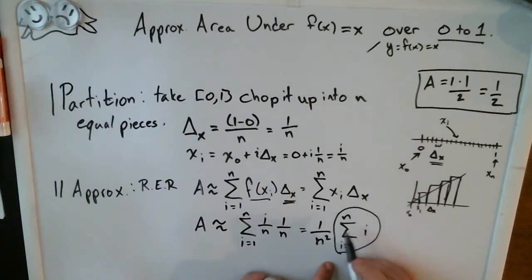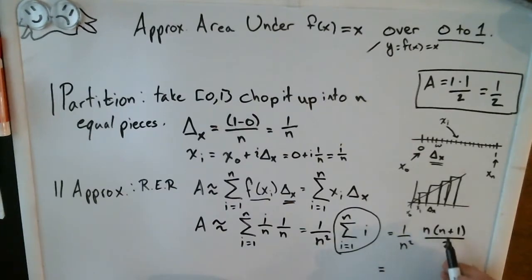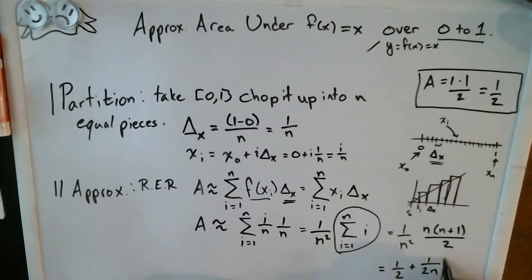So this part in the circle there happens to equal n times n plus 1 over 2. I say happens to equal. That is what it equals. Okay. So that's going to equal, well, n times n is n squared divided by n squared, and 2 gives me a half. N times 1 is n, plus 1 over 2n. All right, so that right there is my approximation.